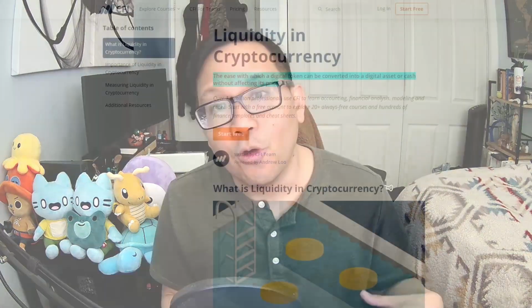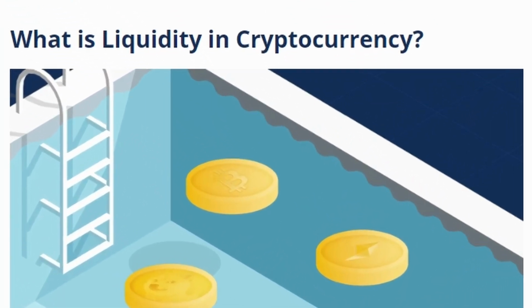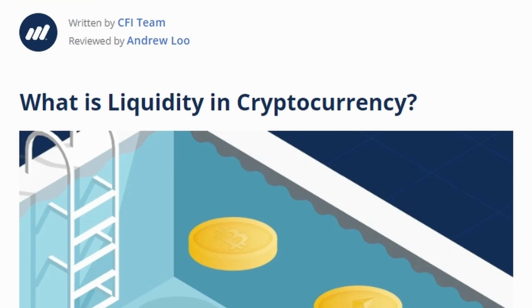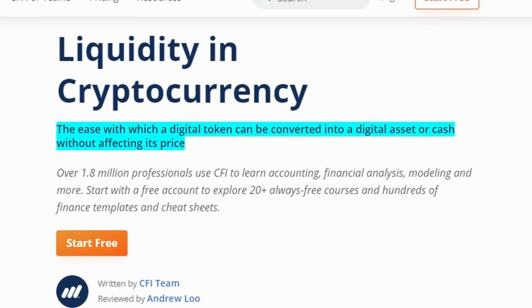First, we're going to talk about liquidity. You've probably heard this term thrown out a lot in crypto, but let's dive into what this actually means. Liquidity refers to the availability of assets that can be easily converted into cash and traded without affecting the asset's price. In the world of crypto, liquidity means how easily tokens can be bought and sold at a stable price.